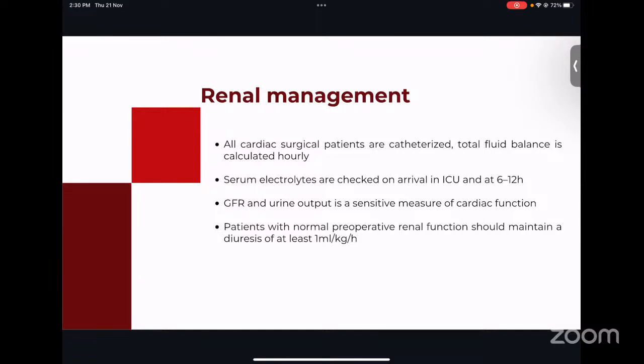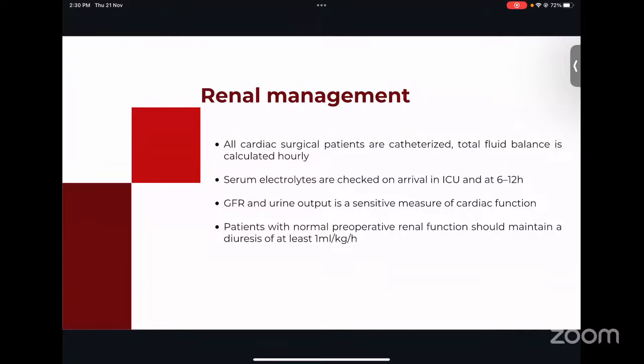Renal management. All cardiac surgical patients are catheterized for urine output measurement, recorded hourly. The total fluid balance is calculated hourly as well. Serum electrolytes should be checked once the patient arrives in the ICU and every 6 to 12 hours. Also, serum potassium will be checked hourly.